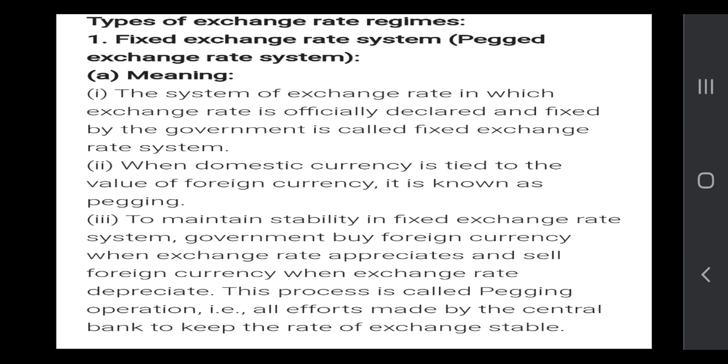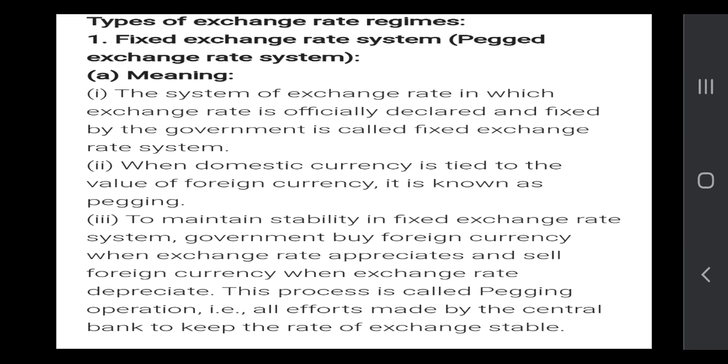It means when we manage our domestic currency with the foreign currency or with the rate of exchange, this system is known as pegging. So how does the government manage our domestic currency with the foreign currency? Mainly, the government means the Central Bank of India, the RBI. Our domestic rupee is managed in the international market by the Reserve Bank of India. RBI plays the lead role in purchasing and selling of foreign currency.